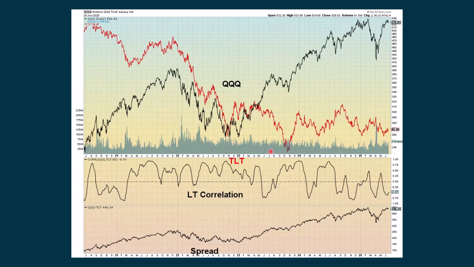Same idea here, except the long-term bond is in red, and we have the QQQs that are in black. We're turning back up, showing that the relationship between these two is starting to get a little bit stronger. But they had been going in opposite directions. But if we come back up to this minus 0.25 area, that's when it's considered to be neutral.